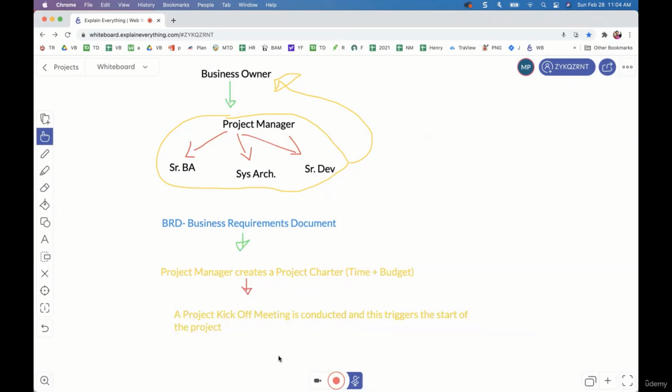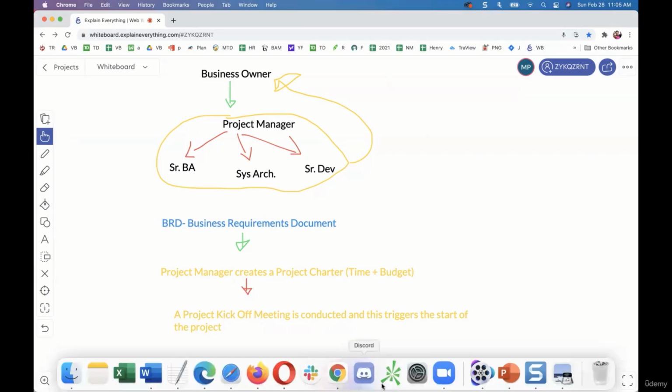It's nothing but you say that, well, the goal of this, you again review the BRD, you review the time frame, you review the budget, and you ensure that we all are on the same page and let's start the project. And when you do this kickoff meeting, that is what triggers your SDLC. This is what triggers your SDLC.